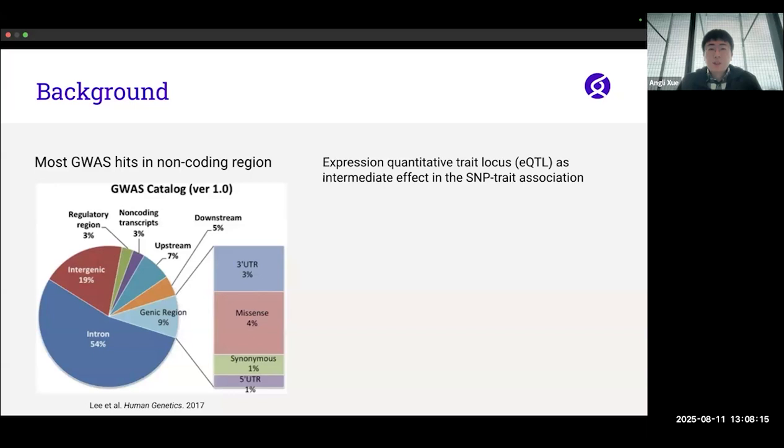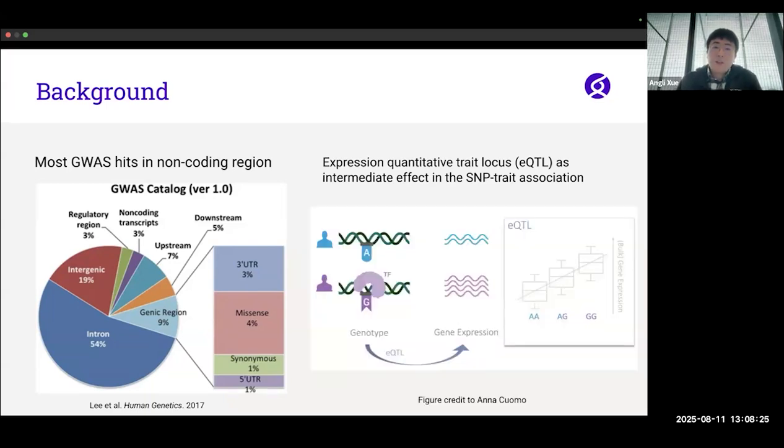So then comes this concept or technique called expression quantitative trait locus, as intermediate effects in the SNP and trait association. Basically, you can collect the genetic information from the cohort and at the same time measure the gene expression. So you can build a regression model across the three groups of genotypes, then assess if the genetic variation or genetic mutation is associated with the gene expression level. Then you can overlap these eQTL signals with your GWAS signal to see if it can help you interpret the GWAS hits.